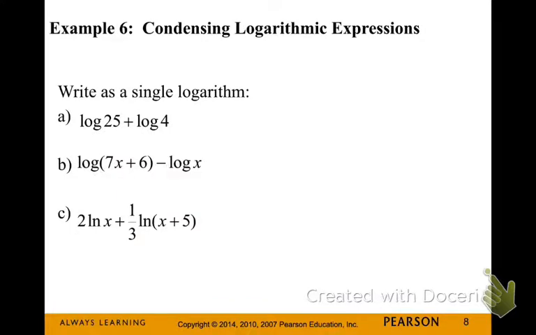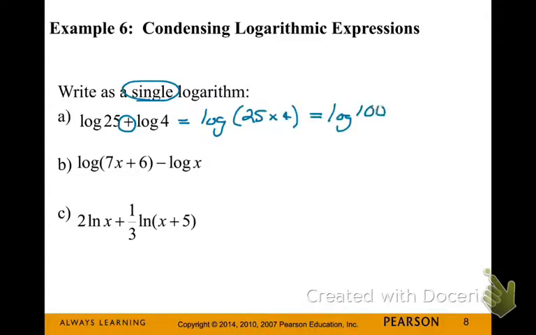Sometimes we want to use our properties to go the other way. So instead of expanding a logarithm, we want to actually condense multiple logarithms with like bases into a single one. So if you look at A here, we notice that it's log 25 plus log 4. They are both base 10. So since it is a sum, when we bring them inside using the product rule, we can multiply those together, get 25 times 4, or log of 100.